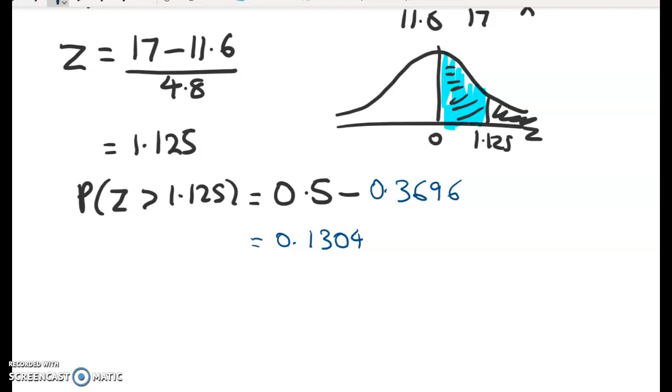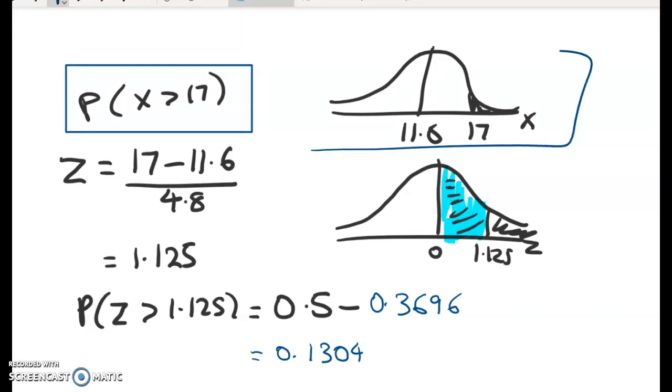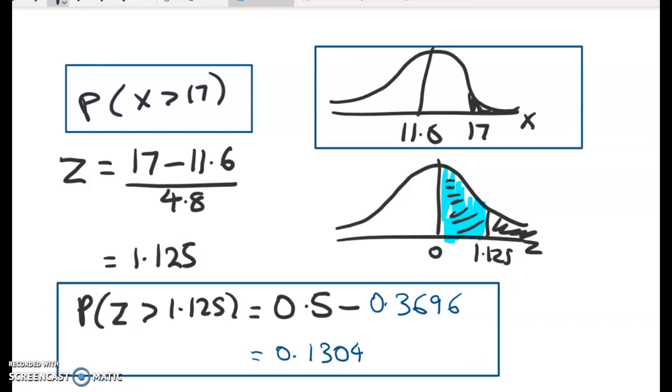You can do all of that directly on your graphics calculator. But the working that I'd like to see is this, a picture like this, and then this, if you're doing it with the table. Of course, if you're doing it with the graphics calculator, you're not going to have that line there. You'll go straight to this answer. Okay, on to the next question.